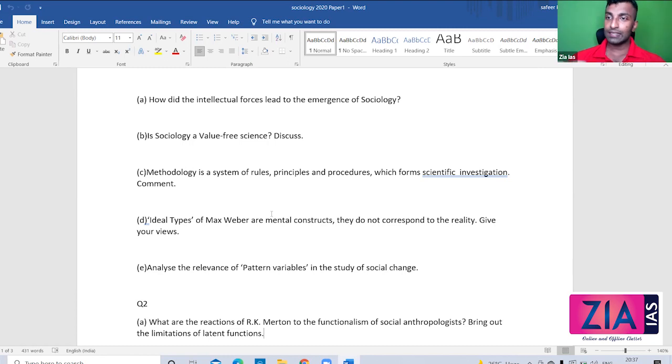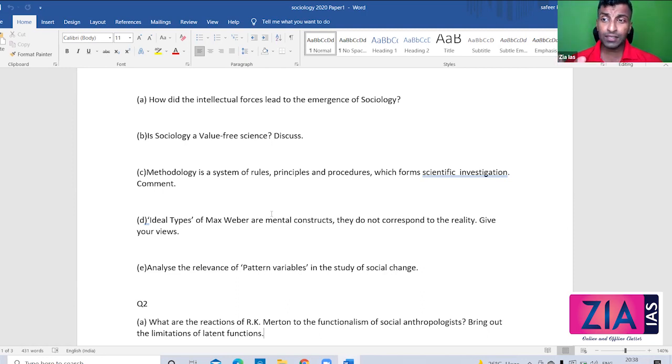Guys, all those things we discussed, I don't think you will face any problem in this question, or for that matter, any of these questions. Next one is: analyze the relevance of pattern variables in the study of social change. We discussed how pattern variables help you to identify social change, traditional society to modern society. We understood pattern variables in terms of two polar extremes and in terms of continuum. Any society can be understood in terms of continuum, which falls in between tradition versus modern. No societies are completely traditional. No societies are completely modern.